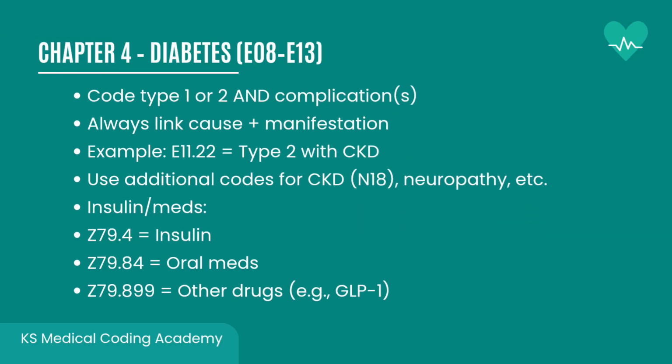Chapter 4: Diabetes. Code both the type of diabetes and the complication. For example, E11.22 is used for type 2 diabetes with kidney disease. Also assign additional codes for CKD or neuropathy as needed. If the patient uses insulin, include Z79.4. For oral drugs, use Z79.84. FY 25 rules stress linking complications correctly.